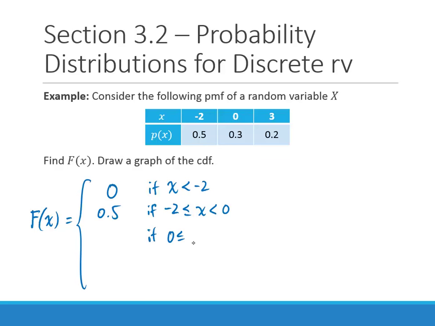If x is bigger than or equal to 0, but less than 3, then the probability of x being equal to 0 is 0.3. So we need to add that probability in there. So yeah. Why would you go from -2 to 3? So going from -2 to 3, the CDF will have two different numbers in that range. So I'll draw a picture in here which might make that a little bit more obvious.